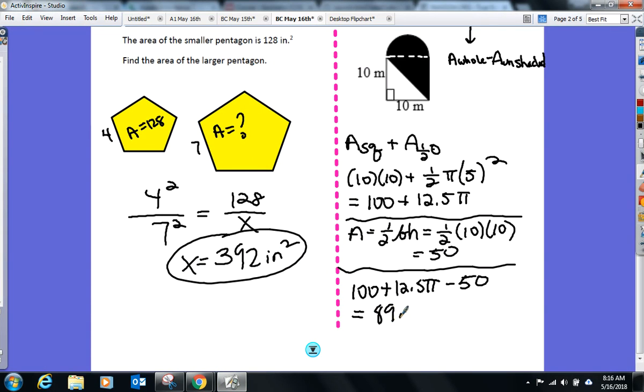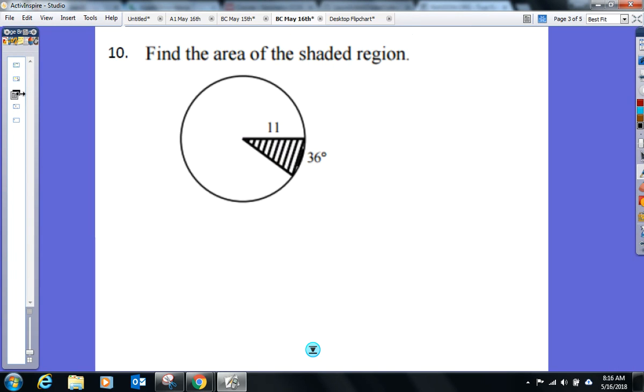Thank you. 26990817 meters squared for that shaded region. Yep. Questions, comments? All right, a couple more. You guys seem like you're doing all right. All right, 10.